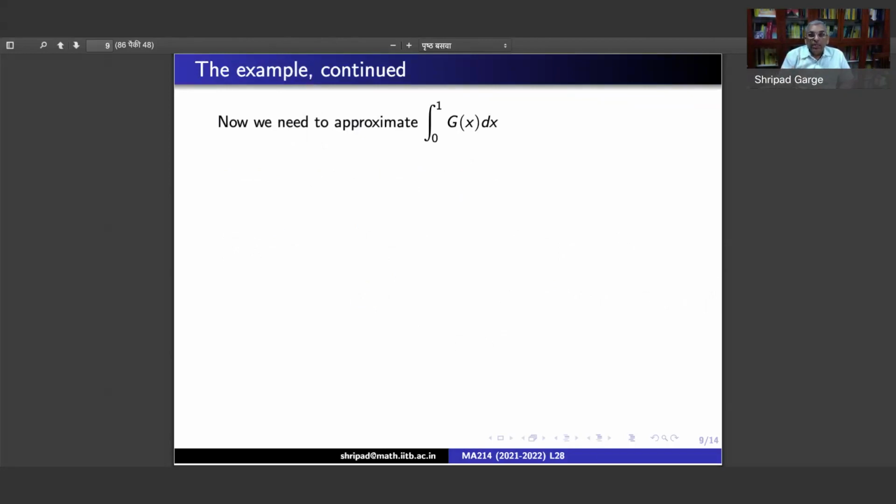And then we have to look at the remaining part, which is the integral from 0 to 1 of capital G(x) dx. Remember, capital G(x) is defined in this way. The integration for capital G(x) and the integration for (f(x) minus p4(x)) upon (x minus a) power p is the same, because the function capital G(x) and the integrand differ only at one point.